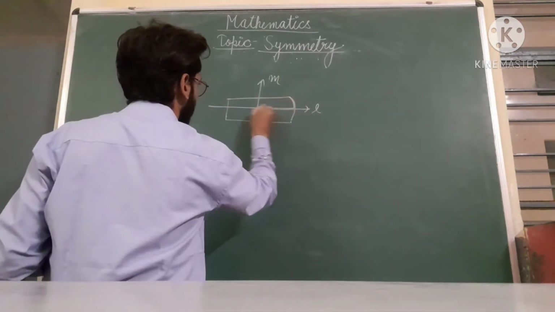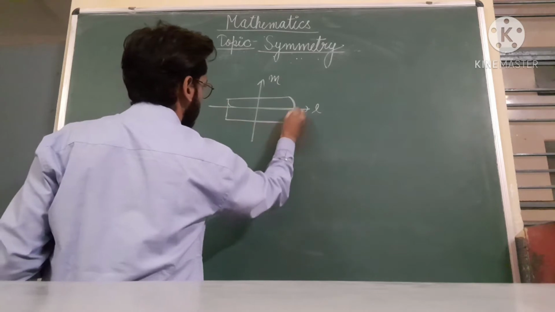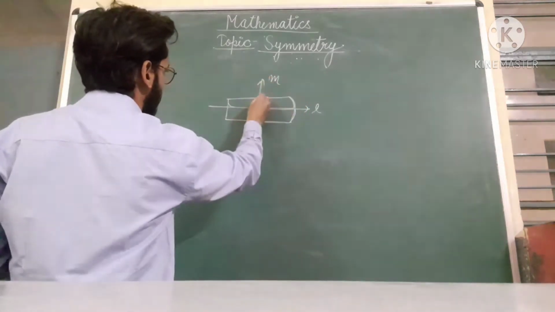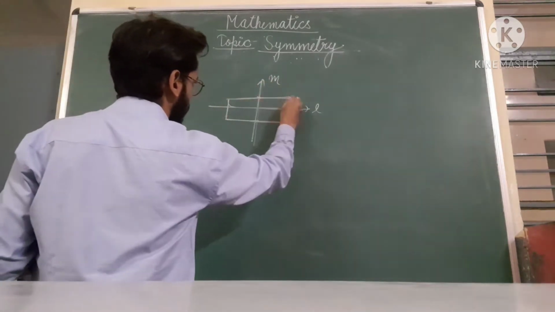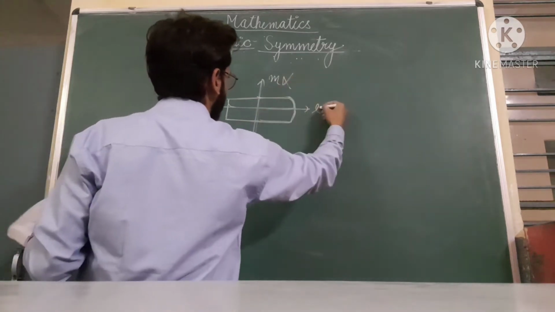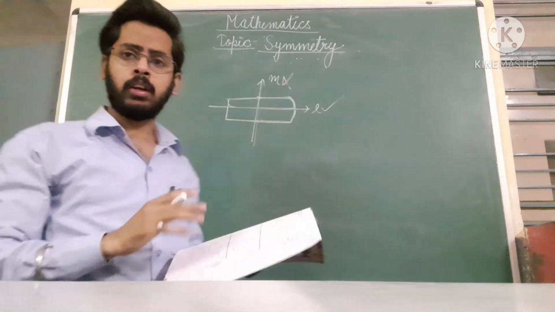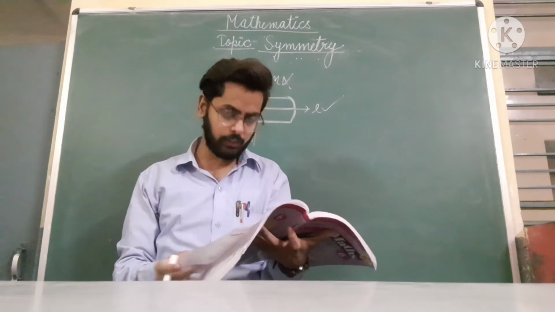So we can say that this L divides the figure. Just see there, this equal half and this equal half. But this M will not divide, because here the shape comes like this and here the shape comes like this. M will not be the line of symmetry, L will be the line of symmetry. Like this we have to do all the questions.